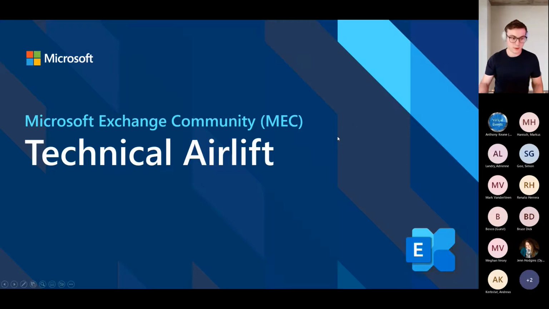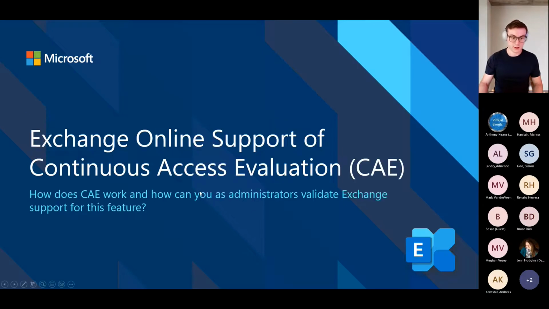All right. Hi, everyone. My name is Nick. I'm a product manager on Exchange, and welcome to this session as part of Technical Airlift. So we're going to be talking about Exchange Online support for continuous access evaluation, or CAE. And we're going to take a look at tracing how CAE works. So you'll get an understanding of what to look for in network traces and specifically how the three parties involved in CAE talk to each other so you can understand how the feature is working.